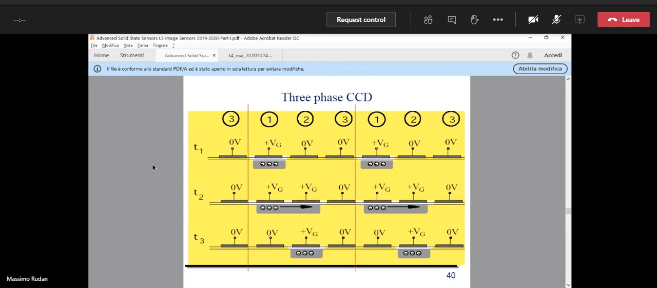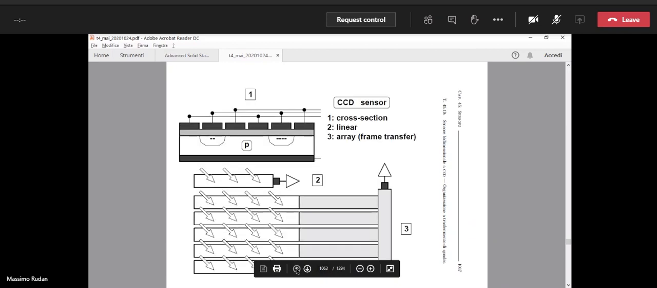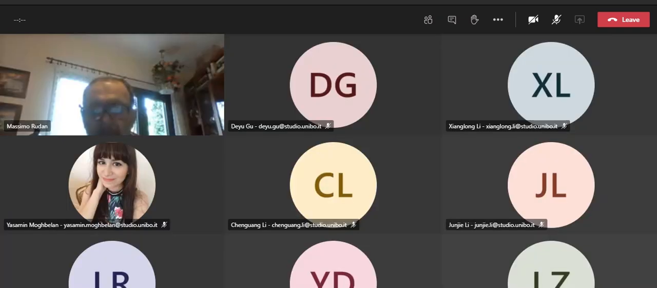Okay, so before we consider the other architecture of a two-dimensional CCD, we must analyze a property of this architecture here.